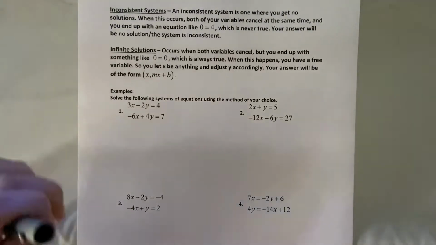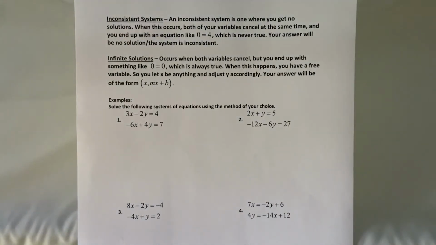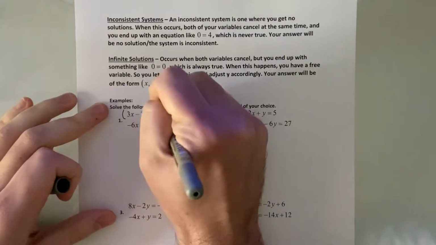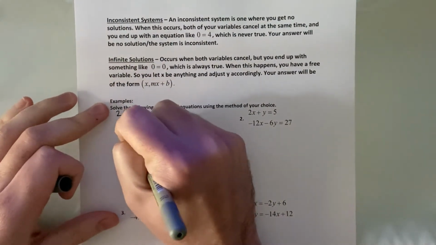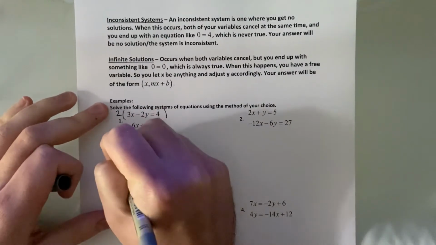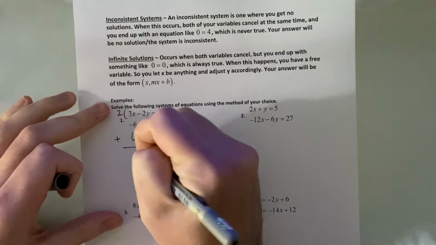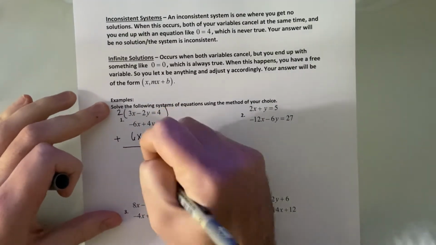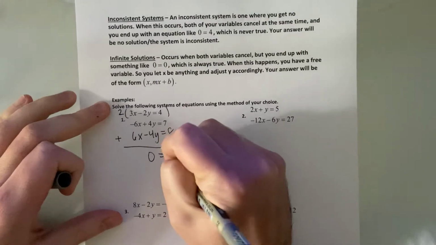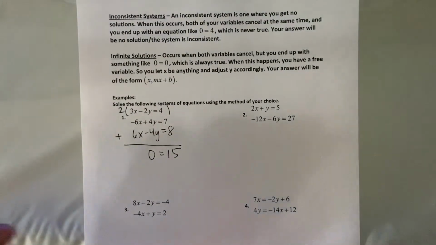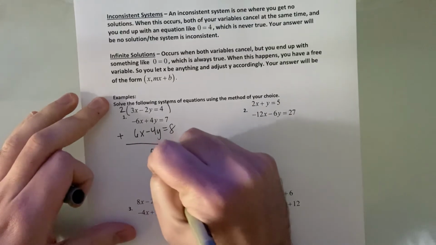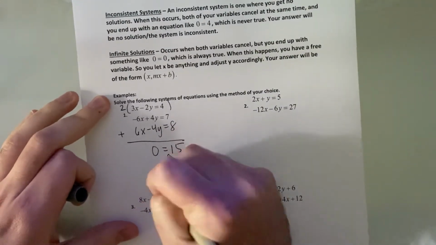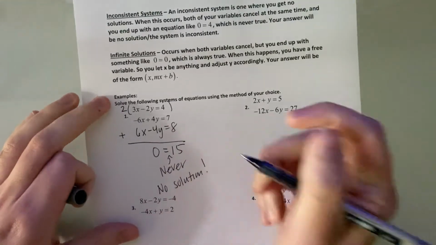So let's look at number 1. I'm going to do this by elimination because it looks easier to do this by elimination. So I am going to multiply the first equation by 2 to get 6x minus 4y equals 8. When I add these two together, I get no x's, but also the y ends up canceling. So I have nothing on the left side equals 15. You ask yourself, when is 0 equal to 15? Never. So that means we have no solution, because 0 is never equal to 15.